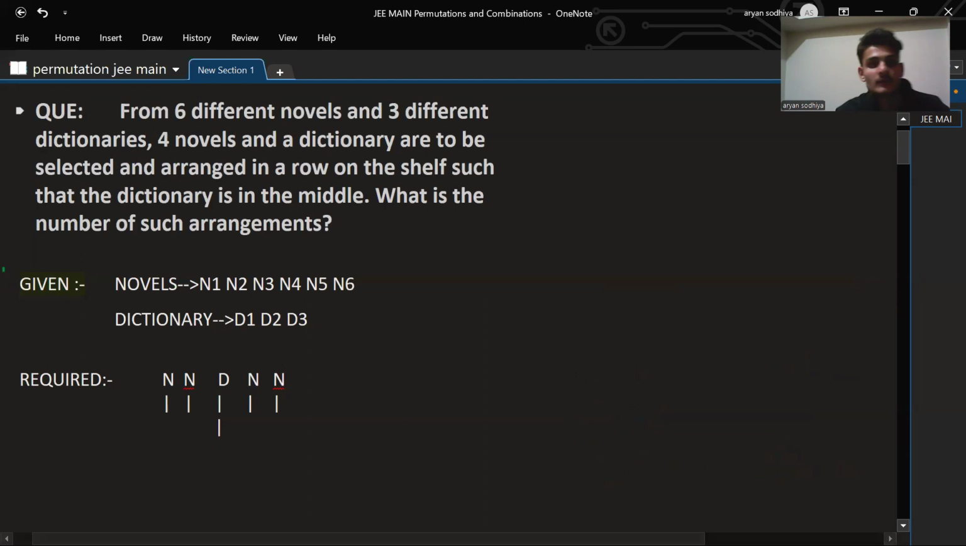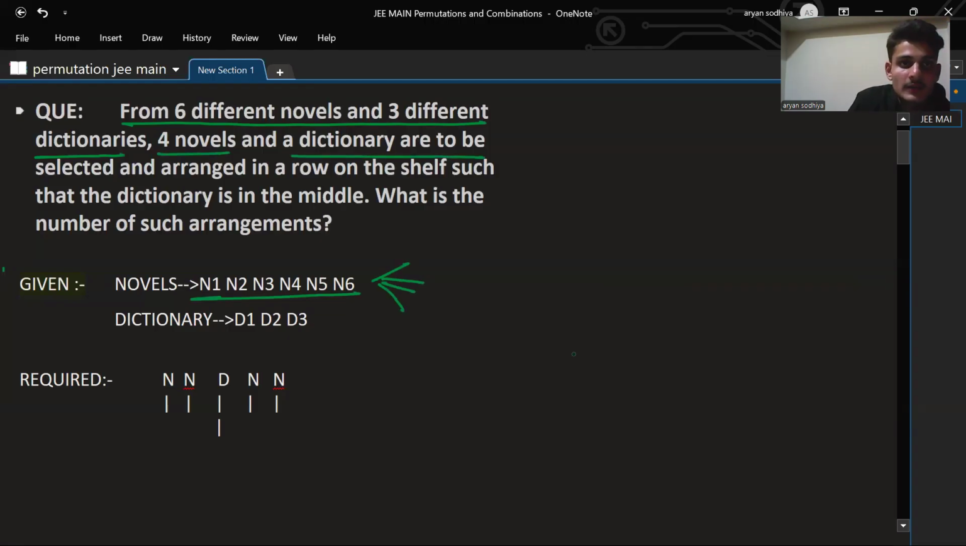Let's read the question: from 6 different novels and 3 different dictionaries, 4 novels need to be selected and one dictionary needs to be selected. And is here, the keyword is there. Please read the question very carefully.